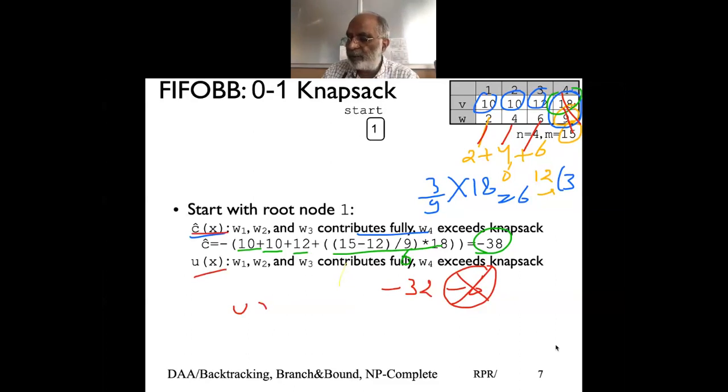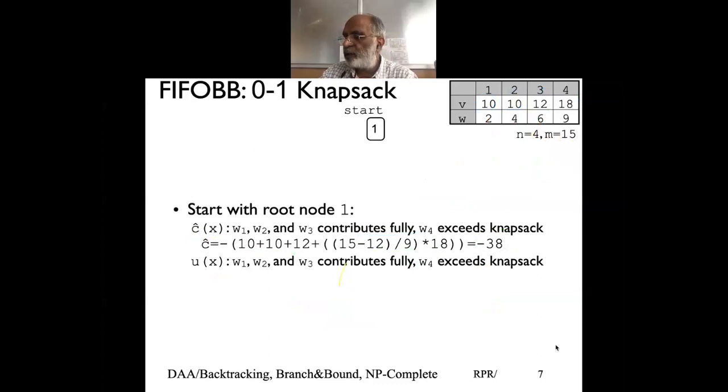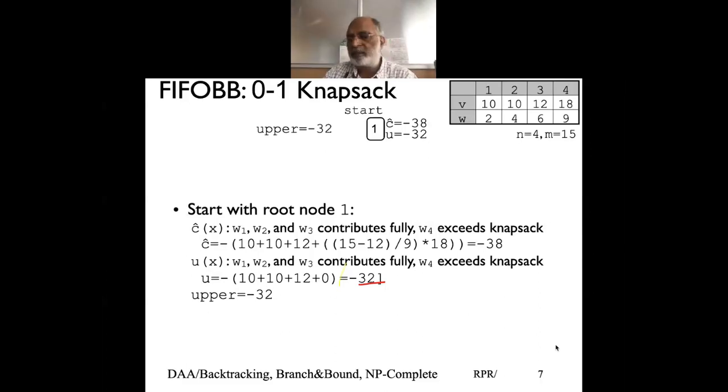You will always find U hat x is going to be greater than or equal to my estimated cost. And that is what we do when we explore the root node. We find the values. This value becomes minus 32, and we assign that. Since this is the first node, we assign the value upper also as whatever I get as the U hat x for this node, and say upper is minus 32.